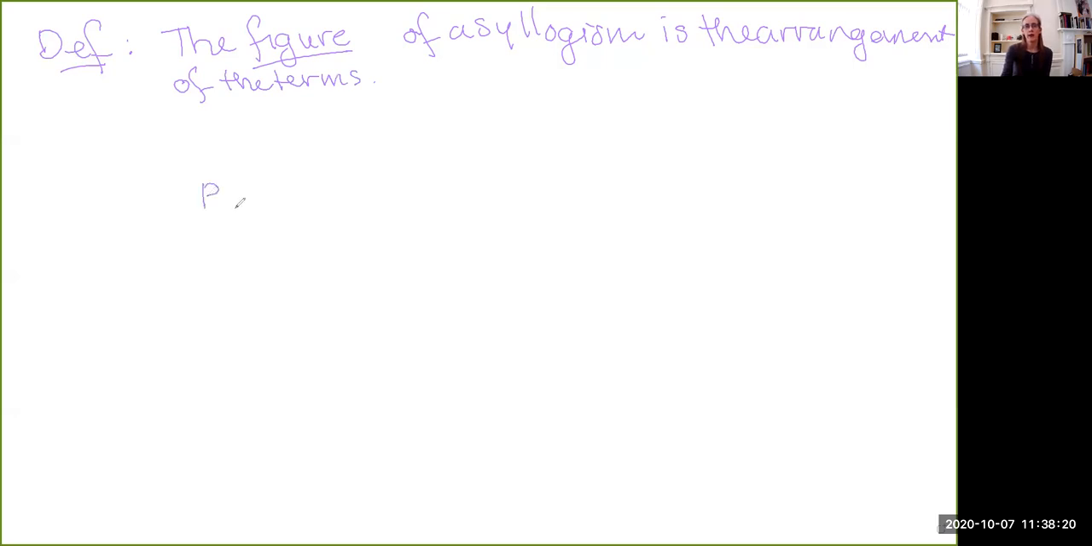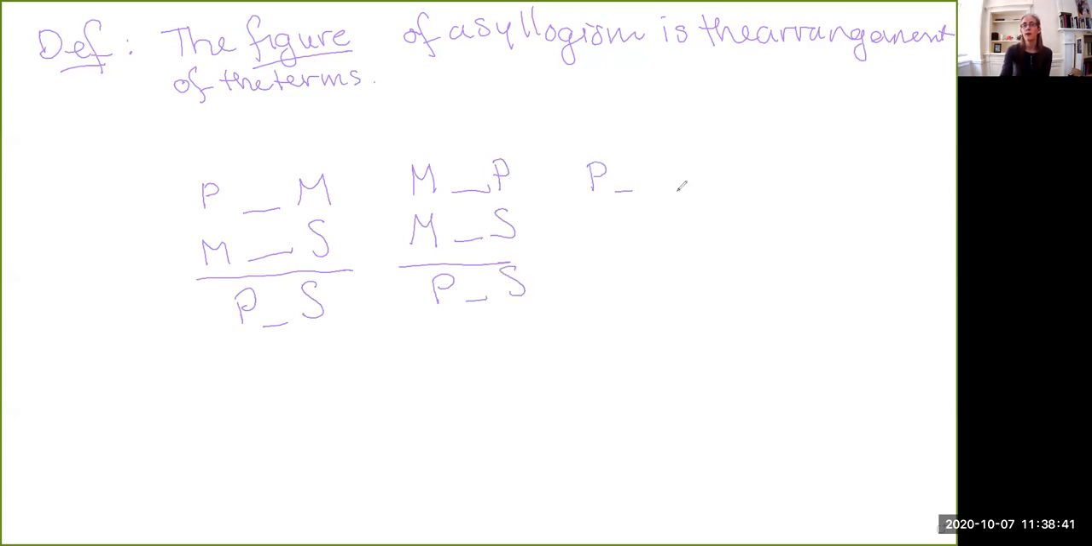You can have the predicate term and then the middle term, followed by the middle term and the subject term, and then predicate term, subject term. That's one way that you can arrange that. Another way would be to put the middle term as the predicate of both of the premises. Another way would be to have the middle term as the subject of both of the premises. And then there's basically just the reverse of the first way, where you've got your middle term forming a diagonal, just a diagonal in the different direction.